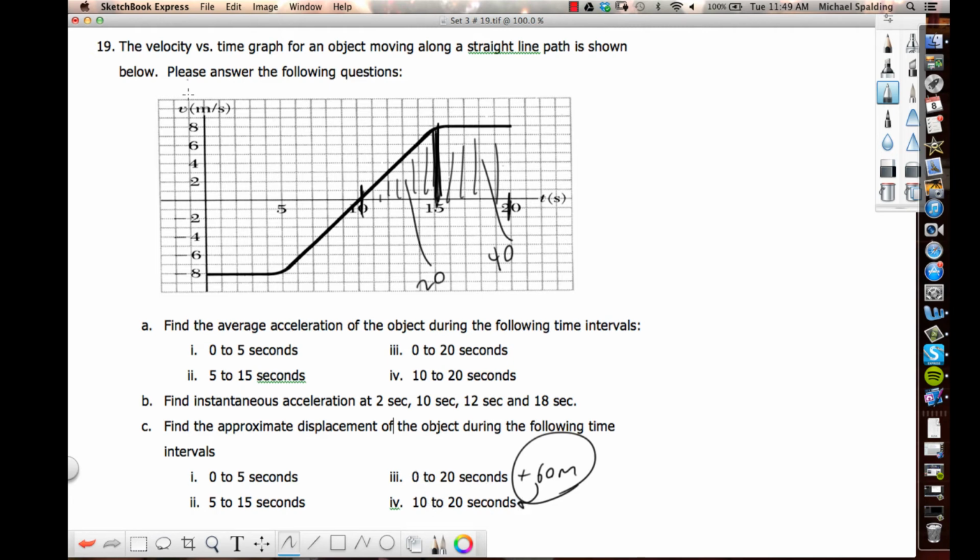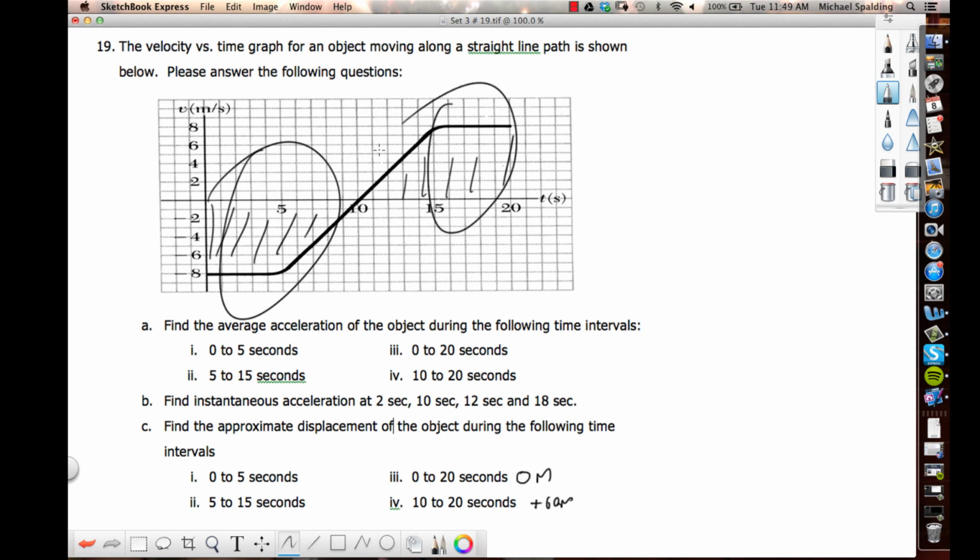So look, yeah. This one is positive 60. This one, oh man, you could just do this in your head. What's this one going to be? 0. Because look, 0 to 20, that's the whole thing. That's the first one we did. Boom and boom. This area and that area cancel.